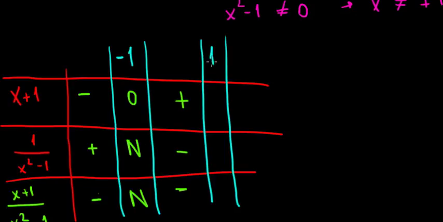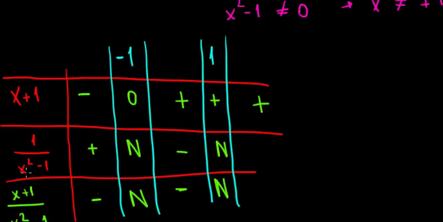What happens at 1? Well, 1 plus 1 is going to be positive, but then 1 squared minus 1 is going to be 0, so the division is undefined. And as a result, again, we have an undefined value. And what happens above 1? Let's take a value of 2 as an example. 2 plus 1 is 3. That's a positive value.